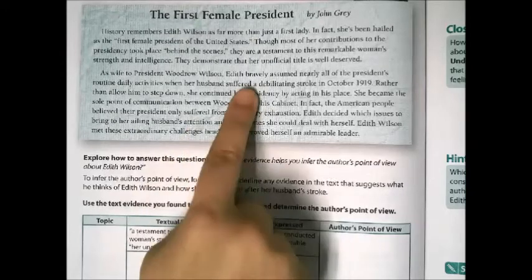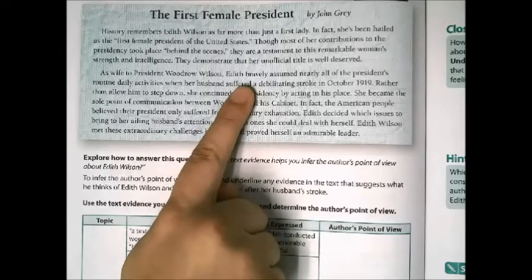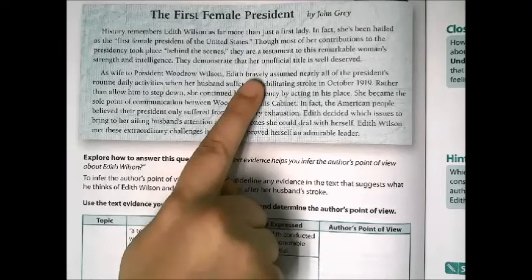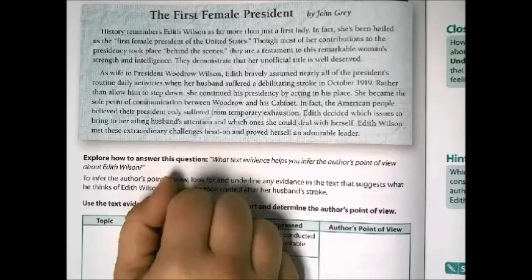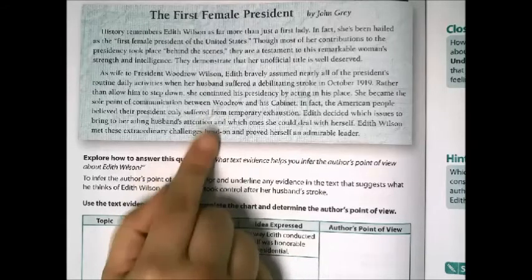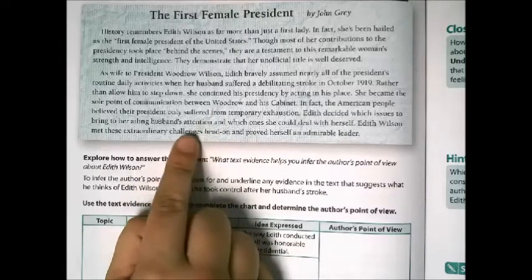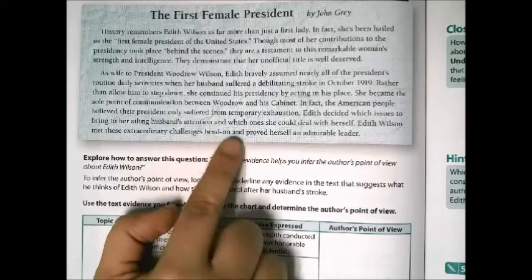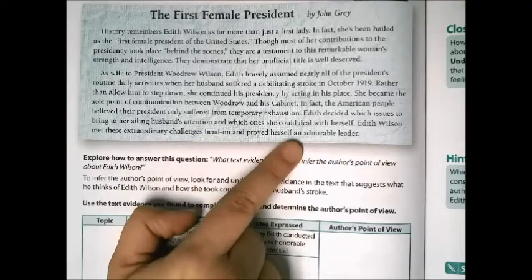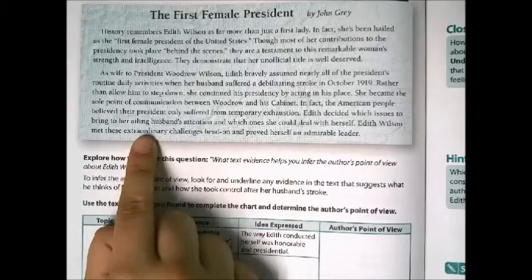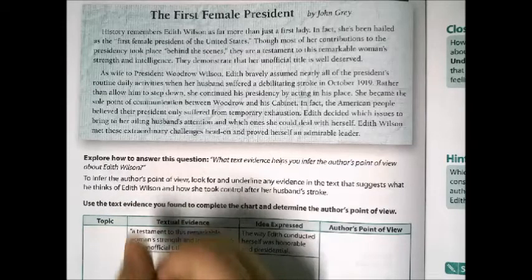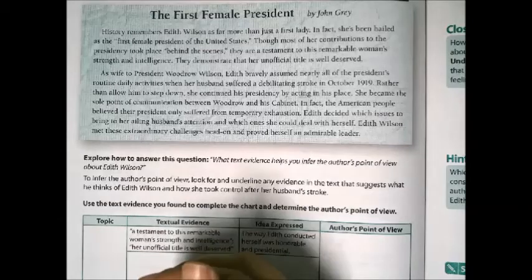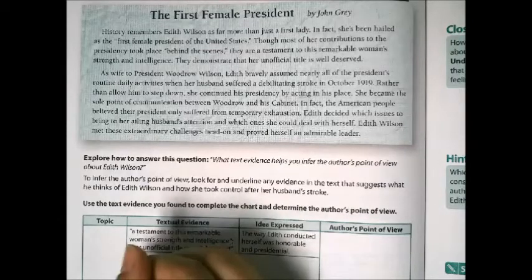So in this very first part, it says that she bravely assumed nearly all of the president's routine daily activities when her husband suffered a debilitating stroke. So this word bravely is also a positive word. So we're seeing this connotation that the author probably feels positively about Edith Wilson. Towards the end of paragraph 2, I can see where it says that she met extraordinary challenges head on and proved herself an admirable leader. So this right here is also more positive language, extraordinary and admirable, which is showing that the author obviously feels positively towards Edith Wilson.